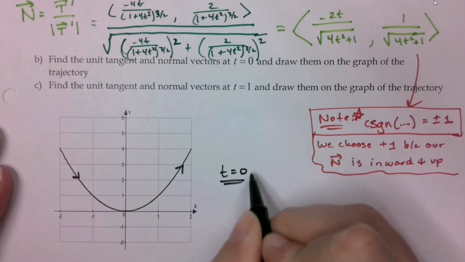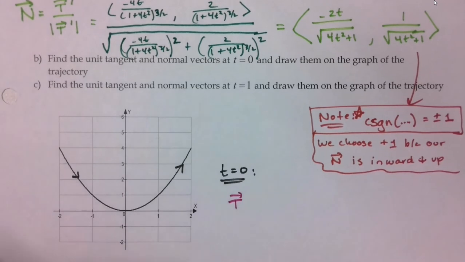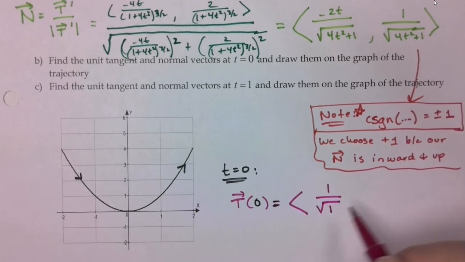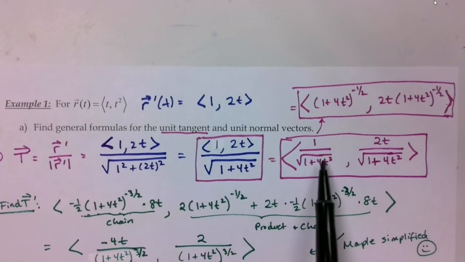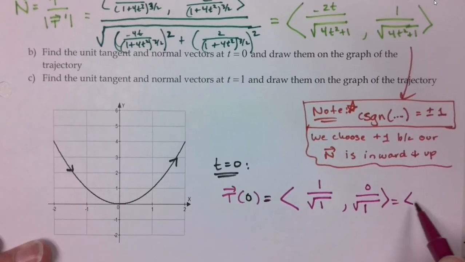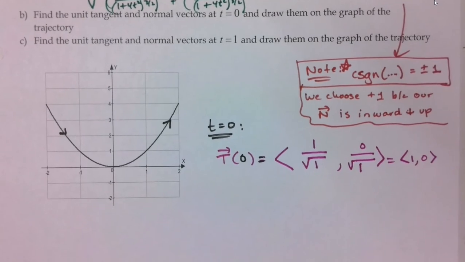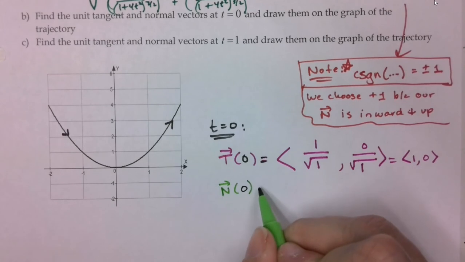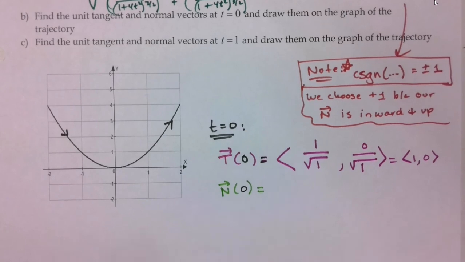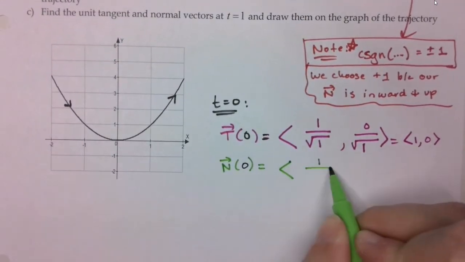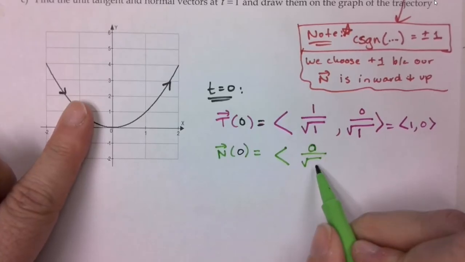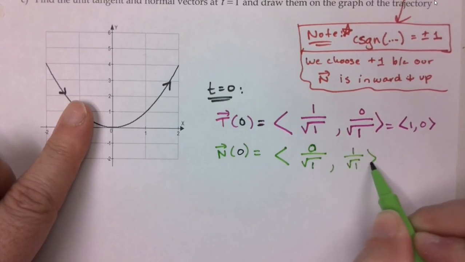So at t equals 0, you want T of 0, which would be equal to 1 over the square root of 1, and then 0 over the square root of 1, right? Because if you put 0 into these equations right here, this part goes away, this part goes away. So it's literally 1, 0. That's the tangent vector. And then the normal vector at 0 would be equal to, let's see here, sorry, I'm using this guy right here. So if you put 0 in there, it's 0. So 0 over the square root of 1, and then 1 over the square root of 1. So that would be 0, 1.